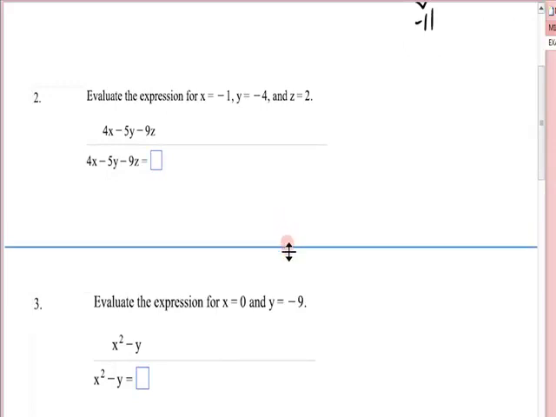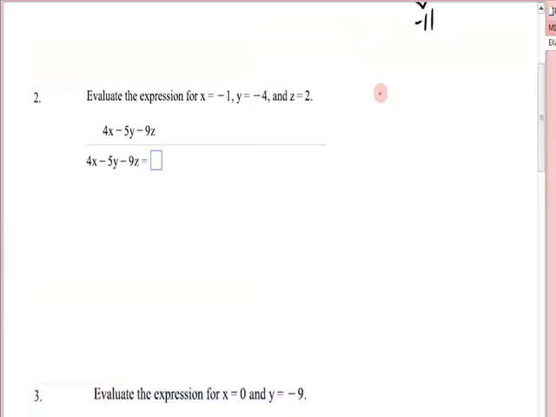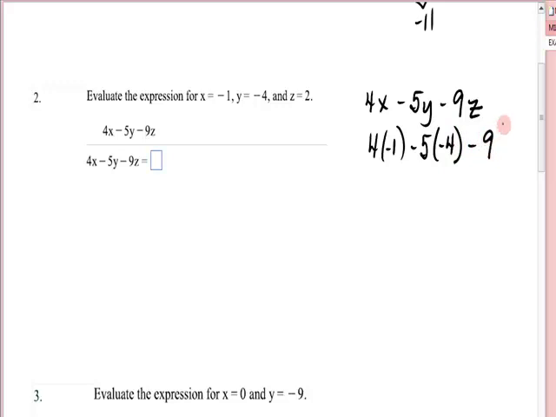Let's look at number 2. All right, the expression is 4x, meaning 4 times x, minus 5 times y, minus 9 times z. In the place of x, I'll put -1, minus 5 times, in the place of y, I'll put -4, and minus, in the place of z, I'll put 2. I am supposed to do multiplication before I do any subtraction. So the first multiplication, 4 times -1, signs are different. That gives me -4. And I'll copy down the rest of the problem.